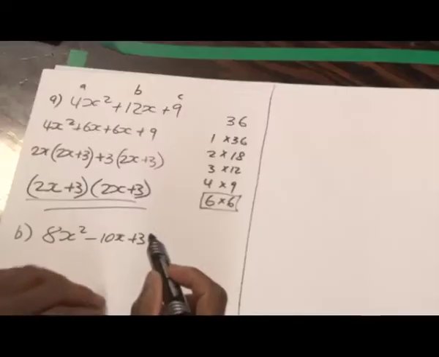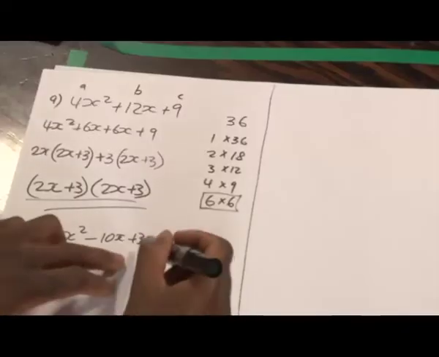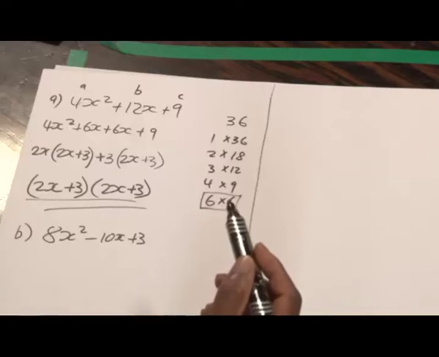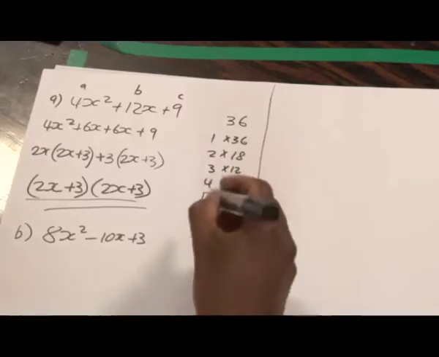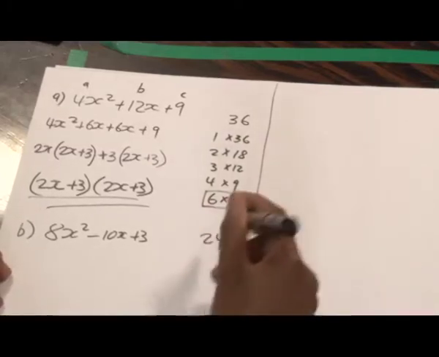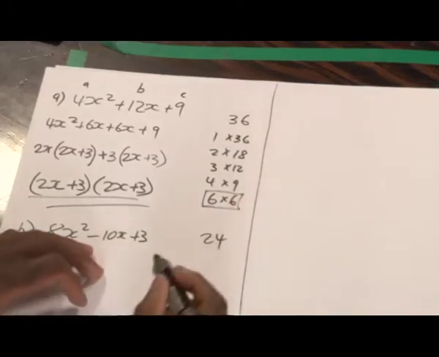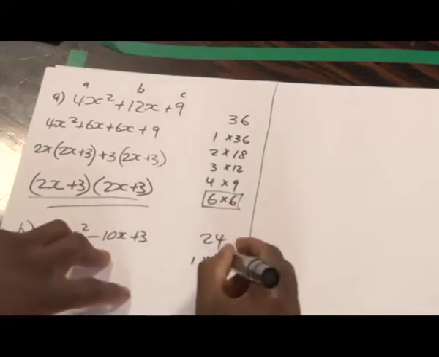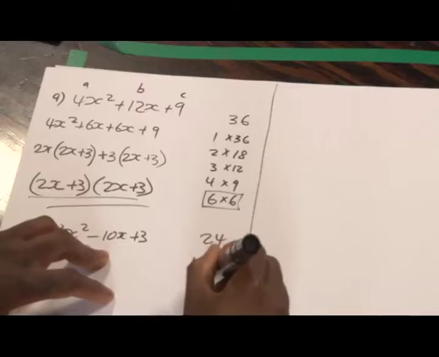Again, find the products of AC. 8 times 3 gives you, you can always punch in a calculator if you can't find it offhand. 8 times 3 gives you 24. Then you find any factors of 24, which when you add or subtract gives you negative 10. Start with 1 times 24, of course. 24 divided by 2 gives you 12, so 2 times 12.